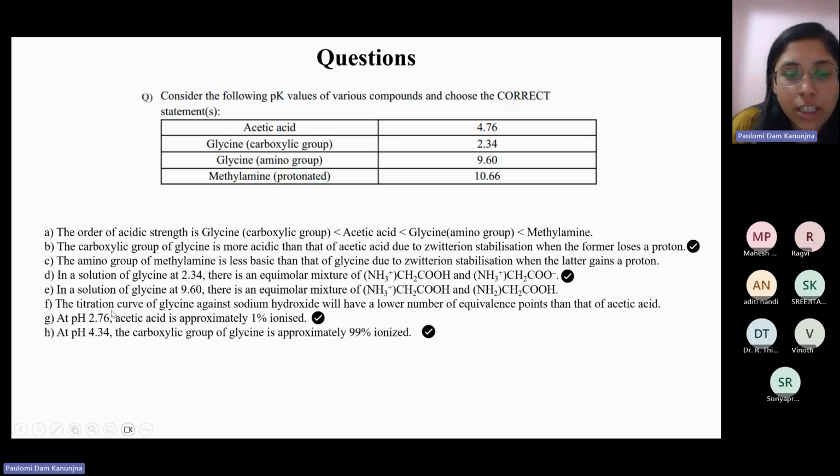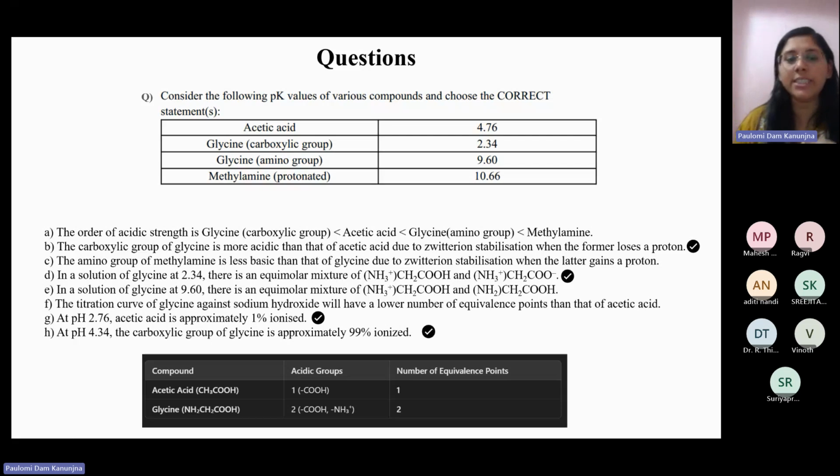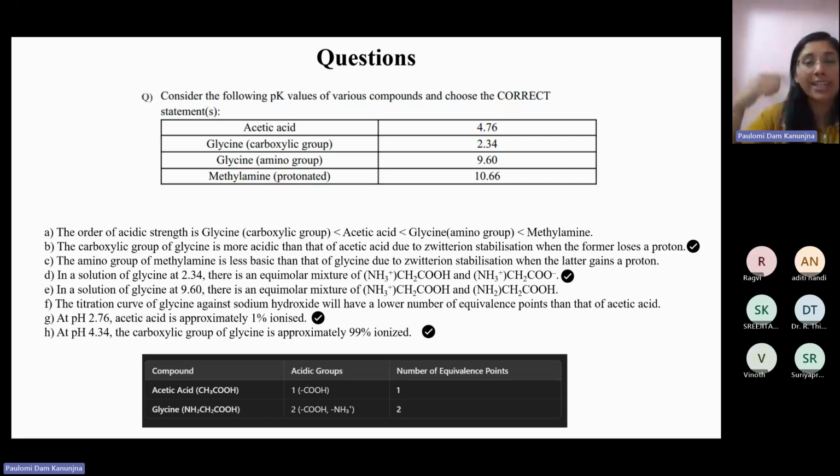Sixth, the titration curve of glycine against sodium hydroxide will have a lower number of equivalence points than that of acetic acid. I don't see anybody writing F is correct, which is okay, but the explanation is here. Acetic acid has only this COOH group, so only this will have a pKa value. Whereas in glycine, it has an NH2 group and a COOH group. So it has two such groups that can ionize, and that will give you the pKa values. So it has two values. And the statement said glycine has a lower number of equivalence points than acetic acid, which is the opposite.